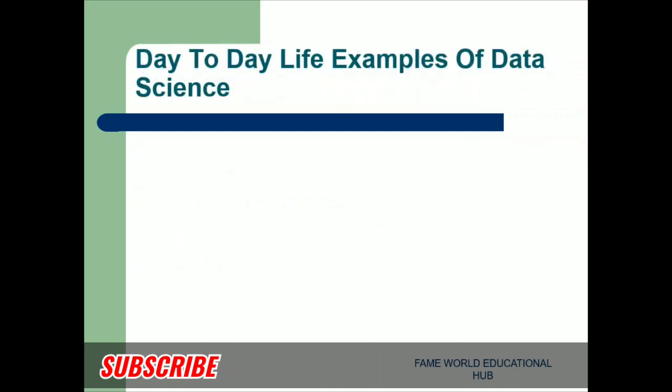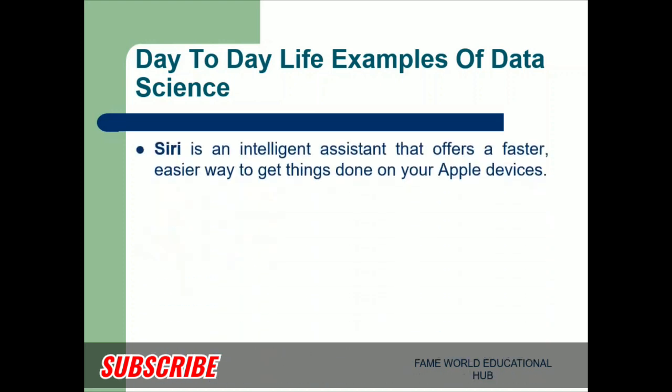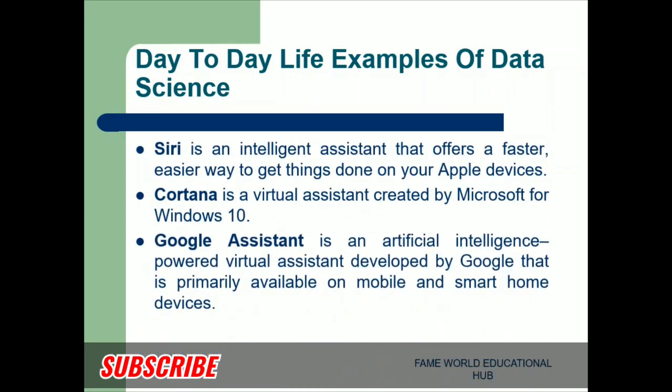Now, coming towards the day-to-day life examples of data science. There are things like Siri, Cortana, and Google Assistant. Google Assistant is an artificial intelligence device powered by Google. It is a virtual assistant which is basically available in our mobile phones and smart home devices. We are using it a lot. Cortana is a virtual assistant created by Microsoft for Windows 10. And Siri is an intelligent assistant that offers a faster, easier way to get things done on your Apple devices. So for Apple, Siri is there, for Windows, Cortana is there, and for all the Android and smart devices, Google Assistant is there. These are really important things which we have discussed today.